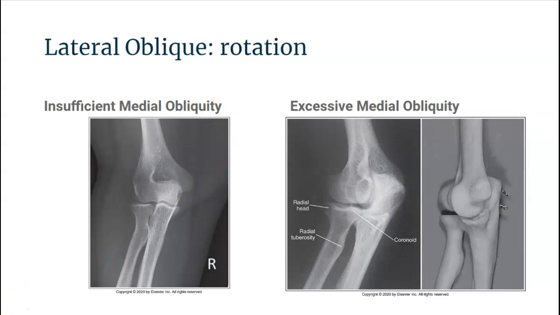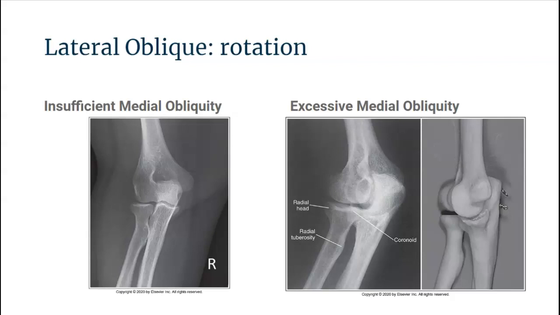Now let's take a look at the lateral oblique, or external oblique. In the external oblique, where there's insufficient obliquity, the humeral epicondyles will be at less than 45 degrees of obliquity with the IR for the lateral projection, or the external oblique projection. The radial head and/or radial tuberosity will still partially superimpose the ulna, as demonstrated in the first projection.